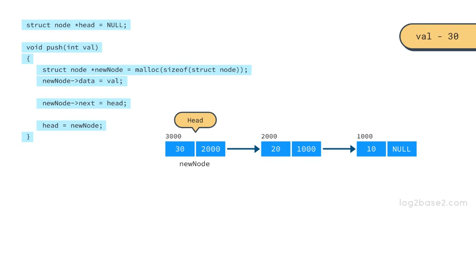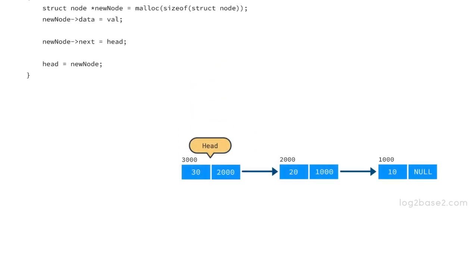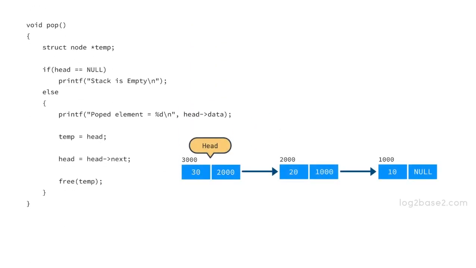Now let us see how to perform pop operation. So we know that push and pop operation is performed at the top of the stack. So from where should we delete the element from this linked list? It should be the head element which is popped and the next element will become the new head. So let us see this pop function here. When we call this pop function, the element at the top of the stack, that is the head of the linked list, will be removed.